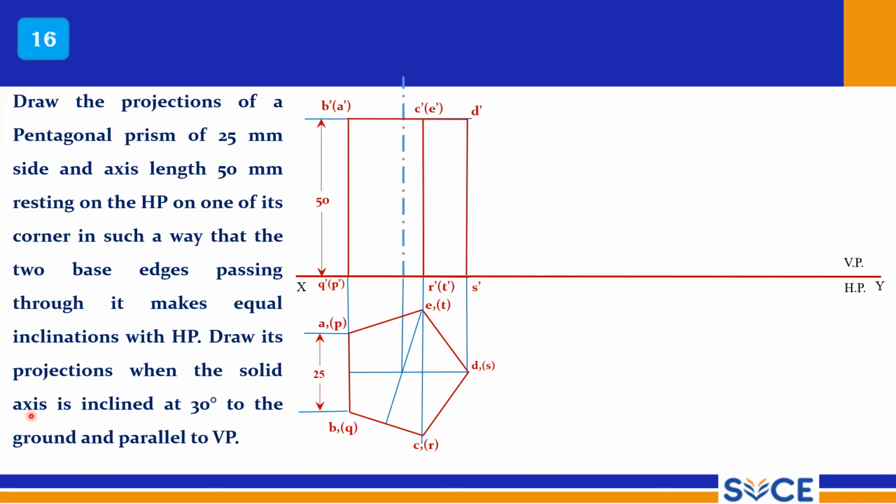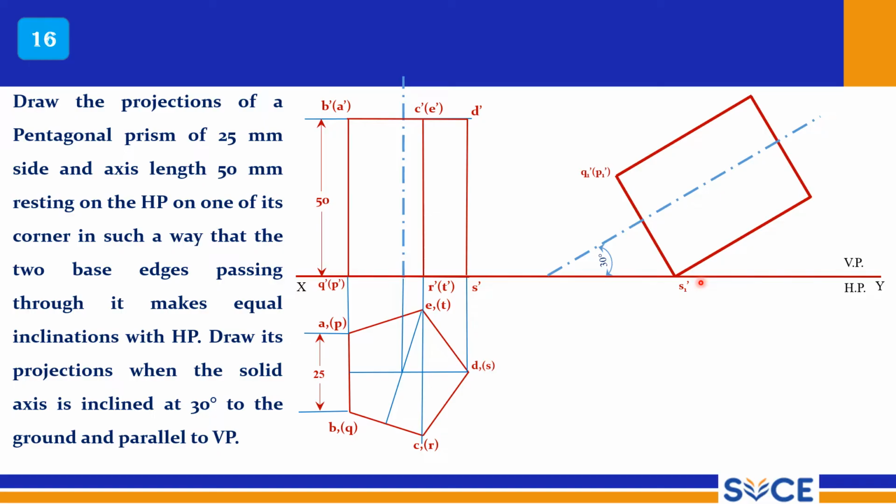Now the axis is 30 degrees to HP. The solid axis is inclined at 30 degrees to ground, so that is nothing but HP only, and parallel to VP. So draw the 30 degree axis line, and the same trigonometry concept you can apply and draw. Whatever way you do, no problem, but the only constraint is this should be reproduced here. So this is S1 dash, this is Q1 P1 dash, and this is B1 A1 dash, C1 E1 dash, and D1 dash. So this is the simple front view.